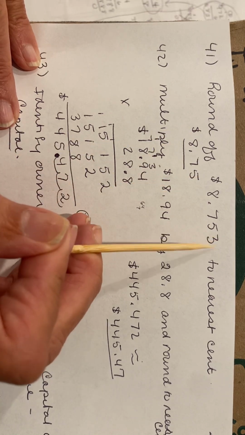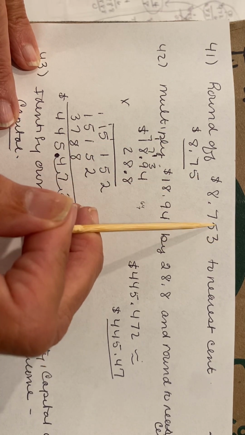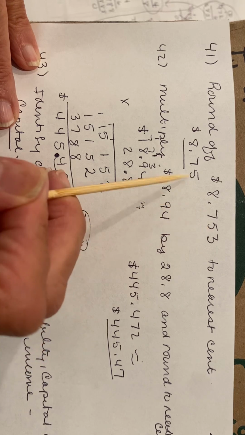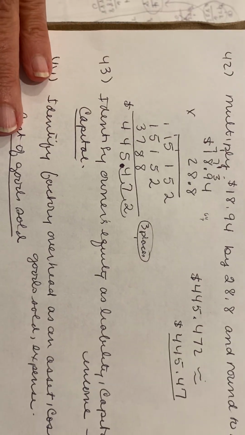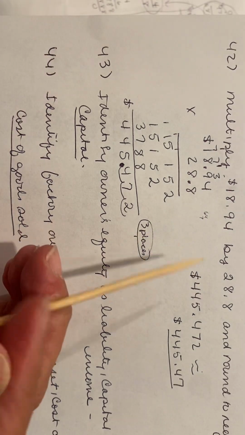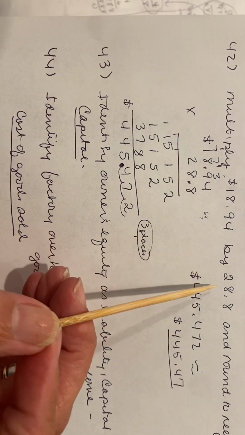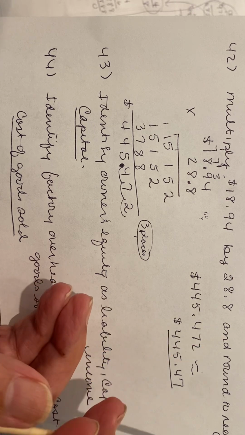Just take that. If it's above 5, you're going to go to the next number. So since it's below, you're going to take it off. It's going to round to that. That was an easy one. Multiply 8.94 by 28.8 and round to the nearest cent.